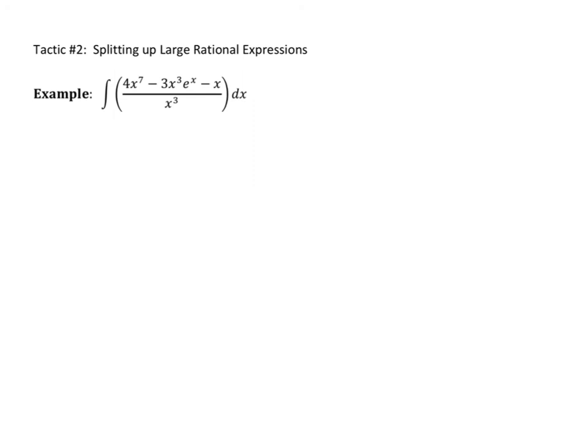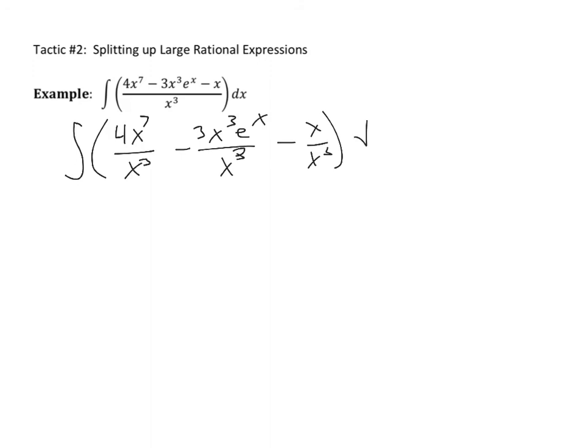Another advanced algebraic technique is the idea that you can always split up large rational expressions. If you have multiple terms in the numerator, where terms are separated by subtraction or addition, and only one term in the denominator, you can split this into 3 separate fractions. So I could rewrite this as the integral of 4x to the 7th over x cubed minus 3x cubed e to the x over x cubed minus x over x cubed.